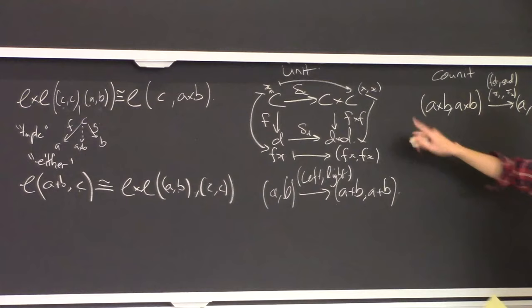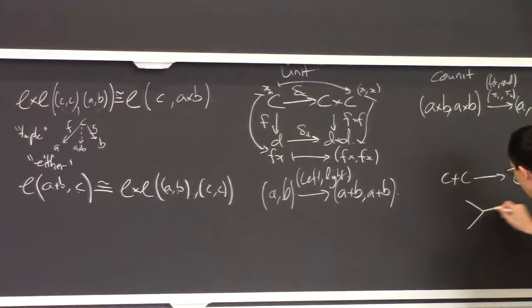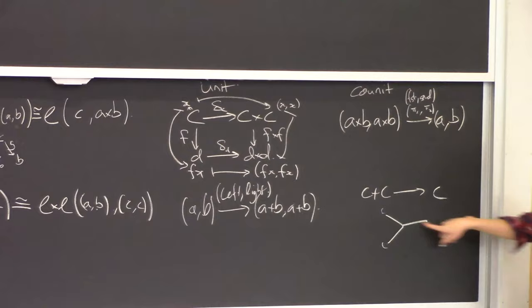And if you do it here, you get this co-diagonal thing, which is kind of like, it sort of does maybe some control flow thing. It can take two different copies of C and just pipe it through.